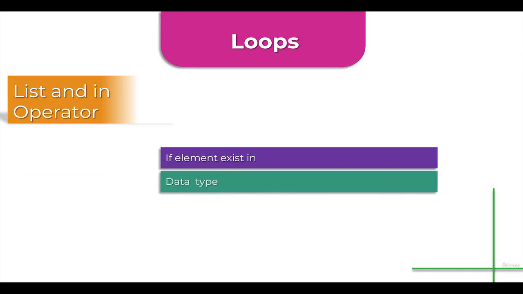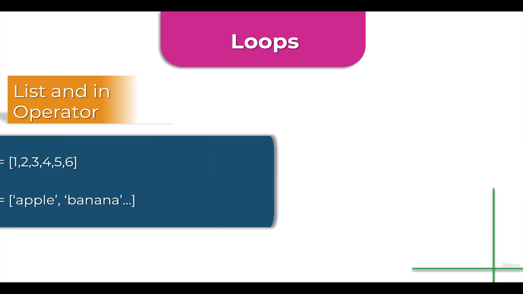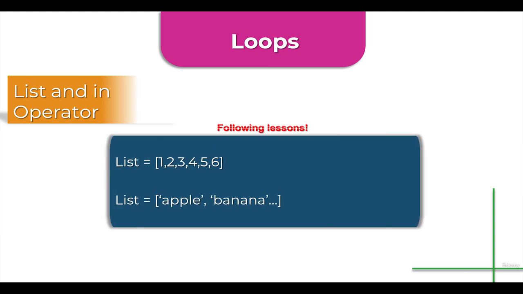In Python, lists are a data type like strings and numbers, and these lists can contain sequences of many characters. We're going to learn more about lists in the following lessons. But for now, we can return to the for loop.